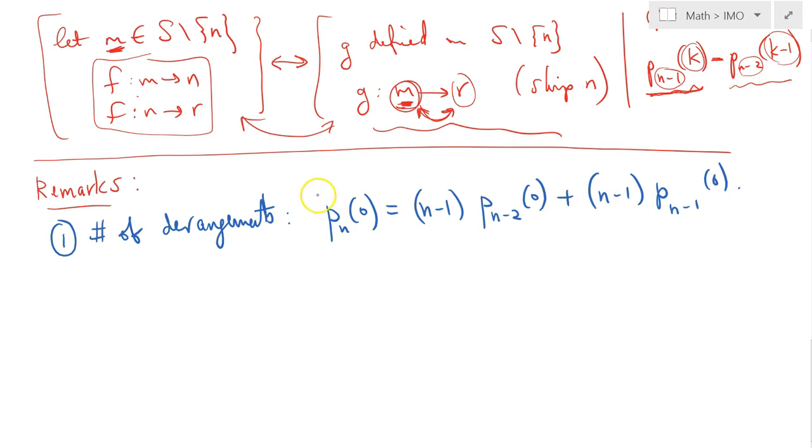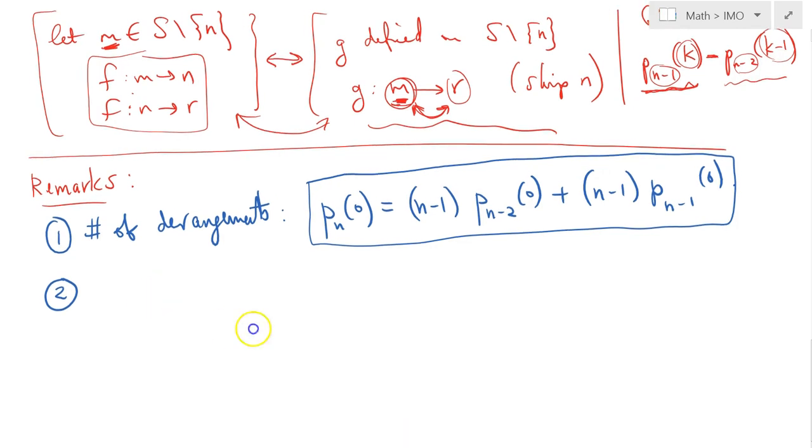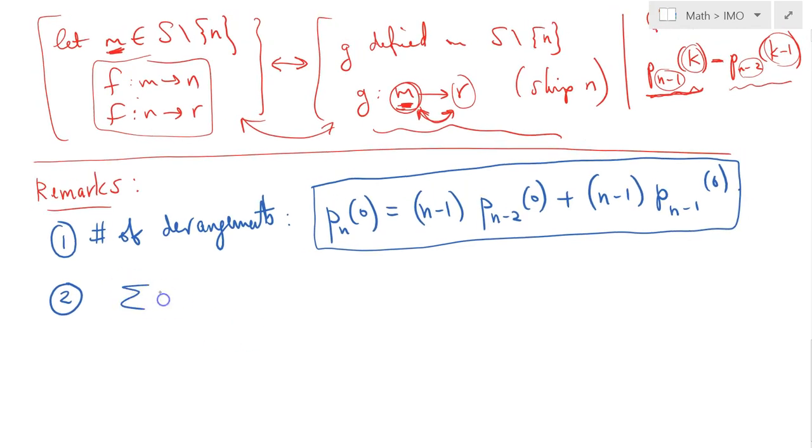But this is a beautiful recursion to obtain the number of derangements. Obviously, everybody knows that there is a closed form formula for the number of derangements. I won't go into that topic today. But secondly, there are 2 very nice interpretations of the results that we found today, namely that the number of all the fixed points in all the permutations, 0 to n, being equal to n factorial.